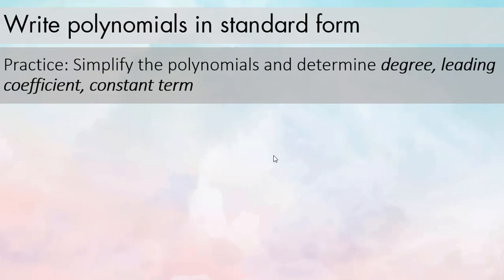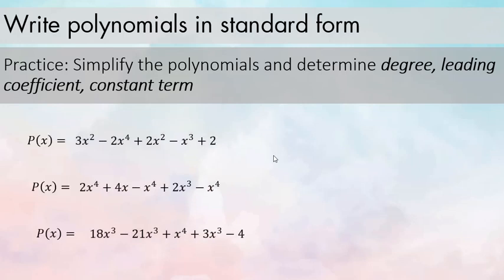And now I give you a practice activity. Simplify the polynomials and determine degree, leading coefficient, constant term. Okay, I suggest pausing the video for 3 to 5 minutes to try to solve this problem yourself. After you pause it, you can continue and see the answers. Okay, have you got the answer? Let's check whether your answer is correct.